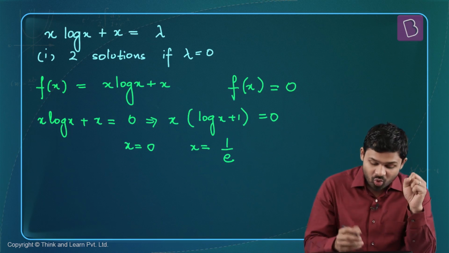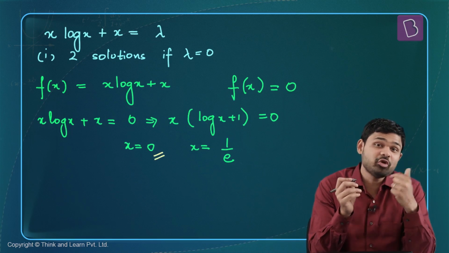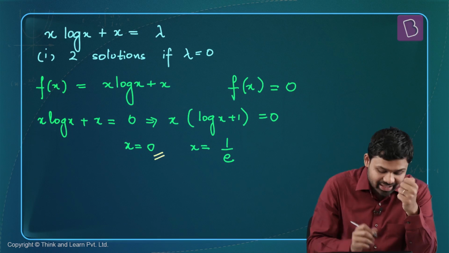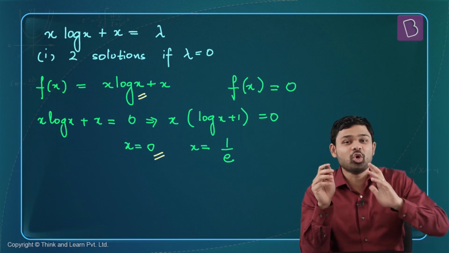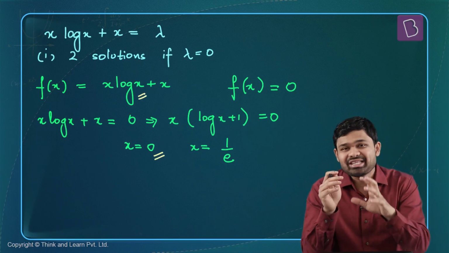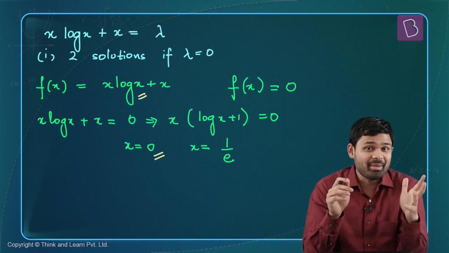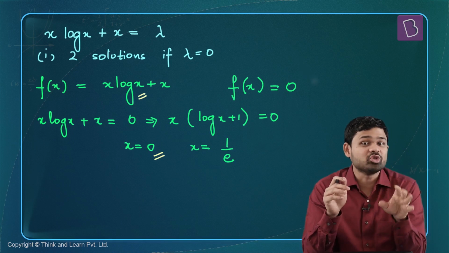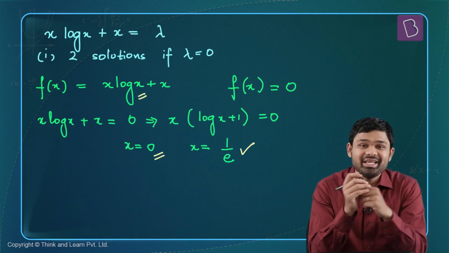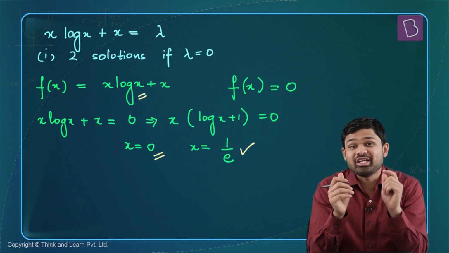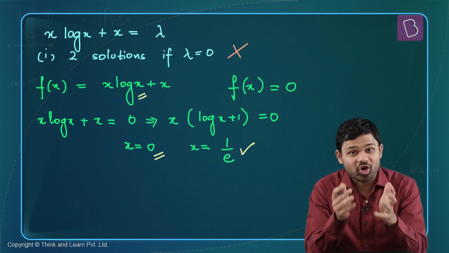But hang on, what happens if x equal to 0? You will have to plug in the value of x equal to 0 in the expression for f of x, which has a log of x. And log of 0 we know is not defined. So x equal to 0 is not at all in the domain of f of x. So if lambda equal to 0, x equal to 0 is not a solution. x equal to 1 by e is the only solution. This means that if lambda equal to 0, there is only one solution to the equation. So option 1 is straight away false.